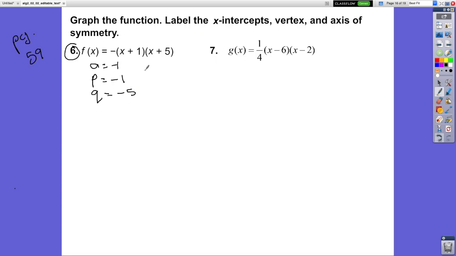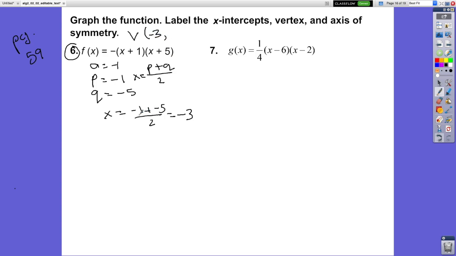Okay, let's find our vertex. Now remember, the vertex was (p plus q) divided by 2 for the x. So let's do that. This is going to be our x. x equals, p is -1 plus -5 divided by 2. -6 divided by 2, which means it is -3. Good. So I got half of my vertex at -3.